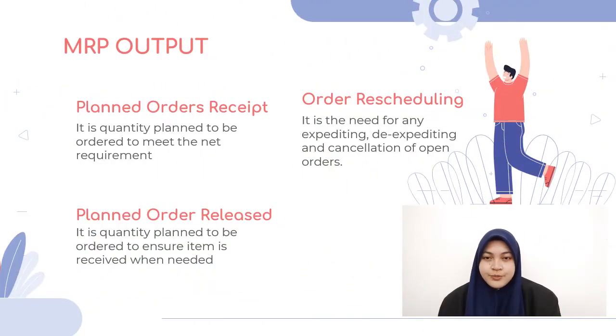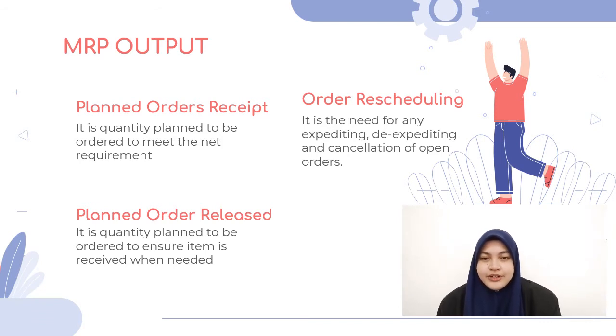Okay, next, Output Material Requirement Planning. There are three outputs for material requirement planning, which are Plan Order Receipt, Plan Order Release, and also Order Rescheduling. Firstly, Plan Order Receipt. This is the order quantity of an item that is planned to be ordered so that it is received at the beginning of the period under consideration to meet the net requirements of that period. This order has not yet been placed and will be placed in the future.